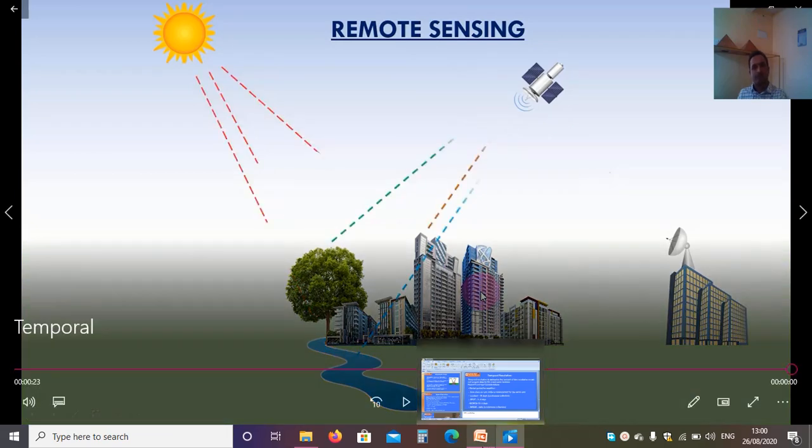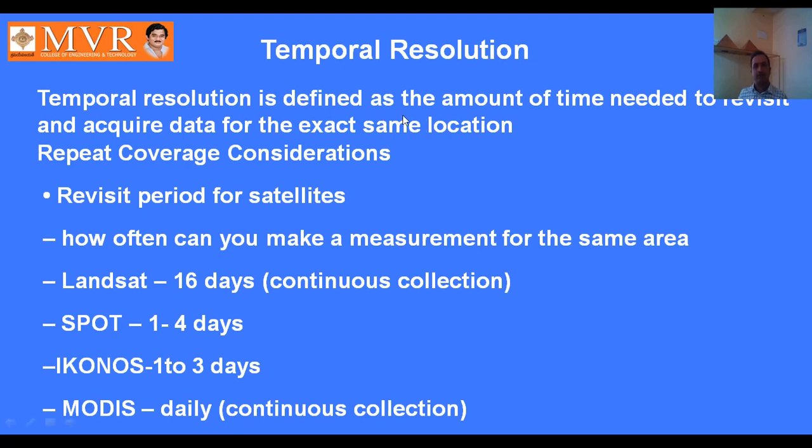So, temporal resolution is defined as the amount of time needed to revisit and acquire data at the exact same location. It comes to the exact same location and captures the data at the same time. This is repeat coverage consideration. This is the revisit period of satellites. Revisit period of satellites means repeated image capture separated by short time intervals.